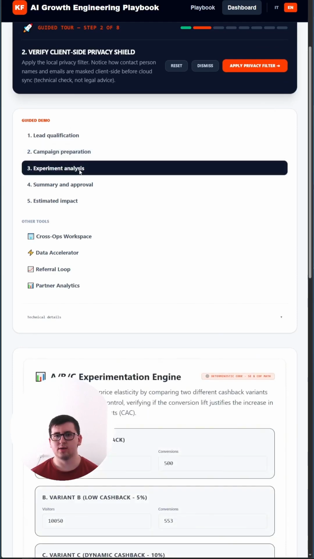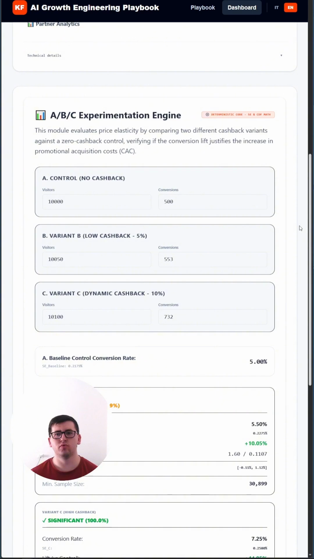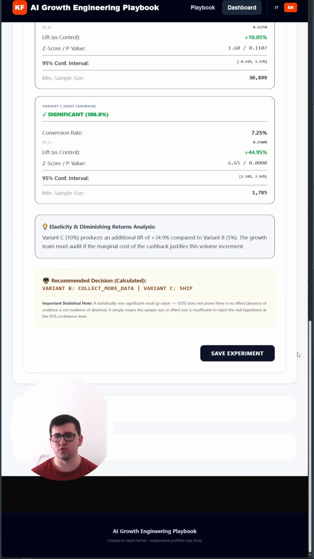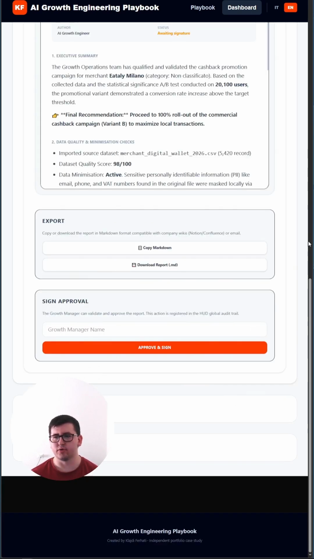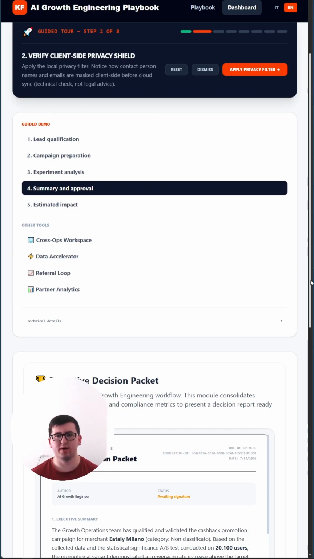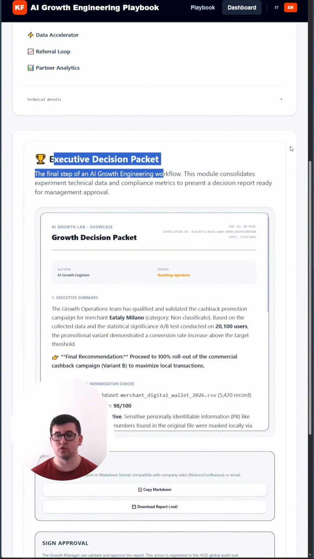After this, we can go to experimental analysis. Maybe we need to do an experimental CAC or whatever. You build this tool for the team, and you're gonna have everything. Now let's just save the experiment and proceed. After all of this, it's more than okay to have a summary and approval. So you're gonna have an executive decision packet.